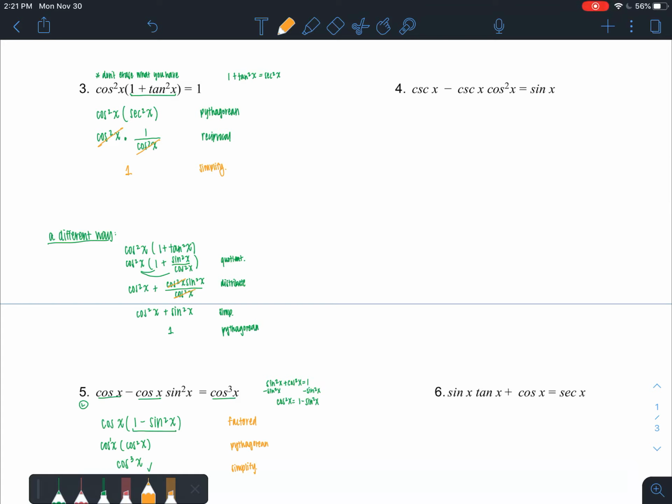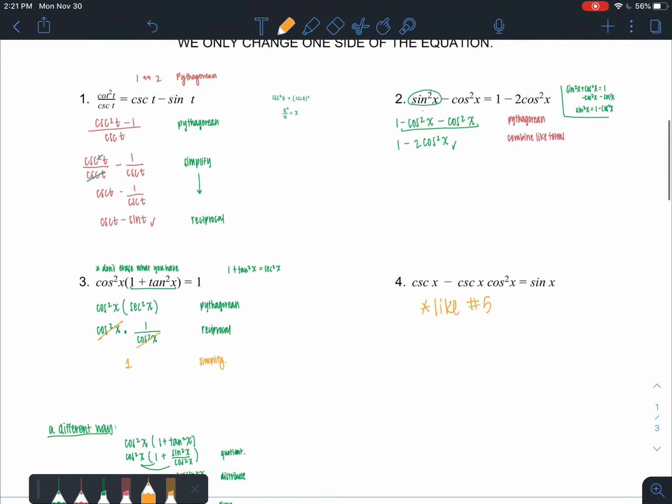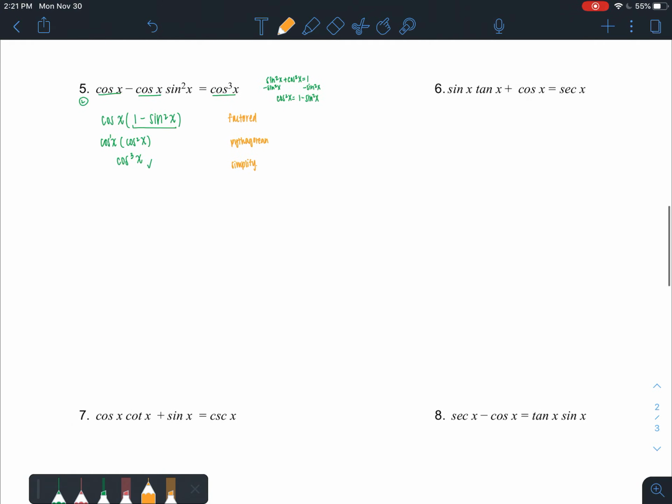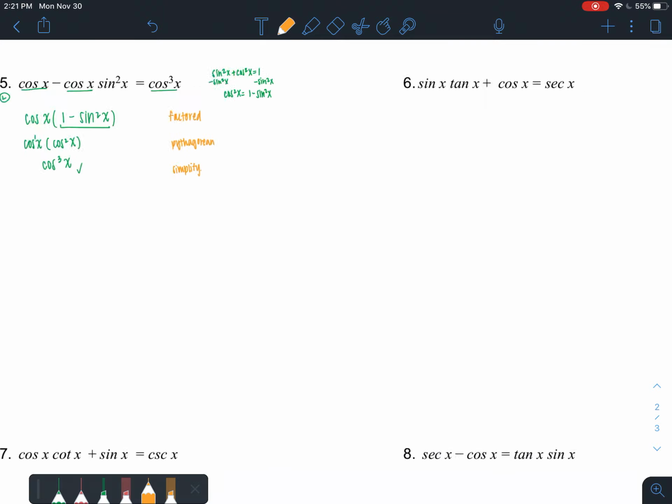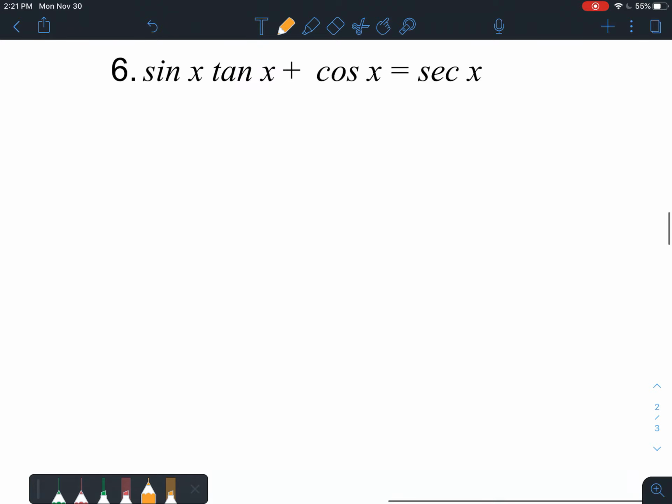Number 4 is like number 5, so I don't want to do that one. Number 6 and number 7 are alike, so let's do number 6. For this one, let's get everything in terms of sine and cosine. Get everything into terms of sine and cosine really fast.